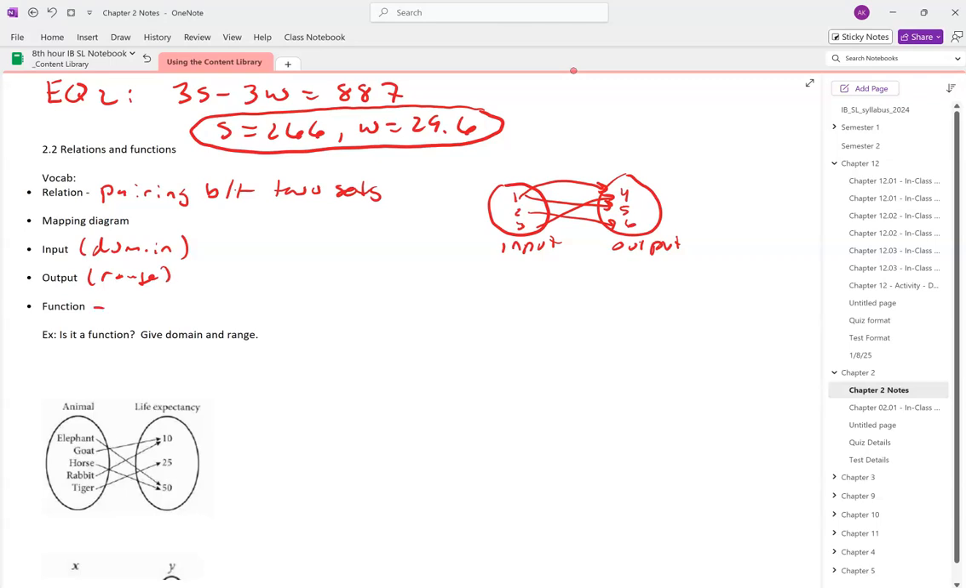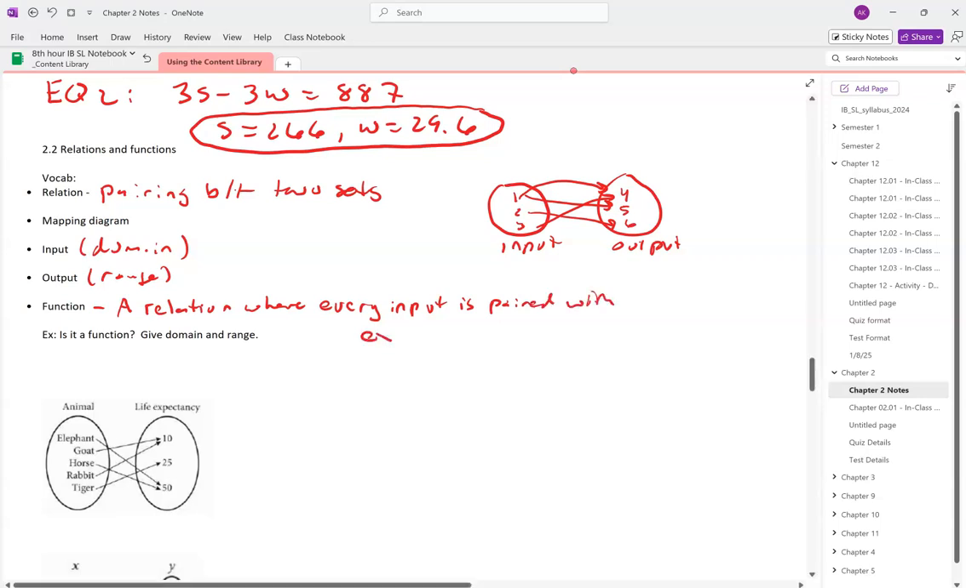What's a function then? It's a relation where every input is paired with exactly one output.